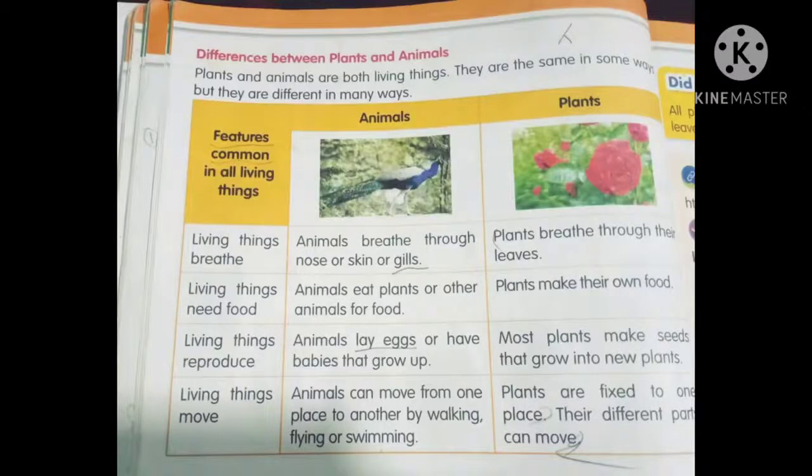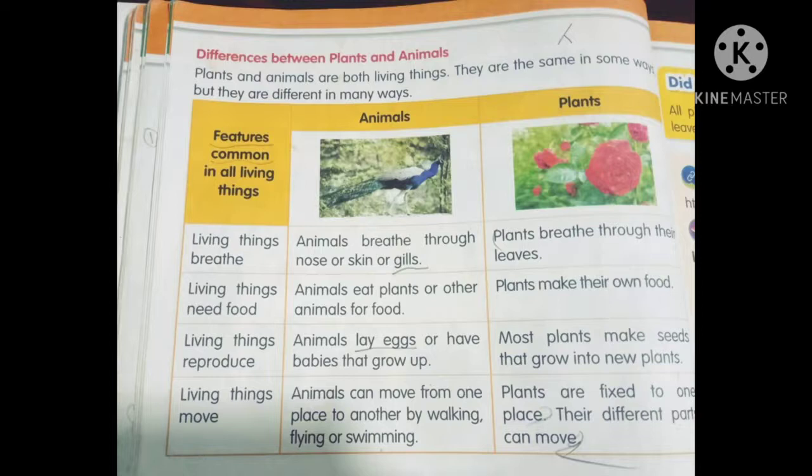Okay? Yes, children. Now you can open your content book. Differences between plants and animals. Plants and animals are both living things. They are alike in some ways, but they are different in many ways. Okay, we can see the table, children. Features common in all living things, animals and plants. What are the common features in all living things? Living things breathe, living things need food, living things reproduce, living things move. Okay, how can animals breathe? Animals breathe through nose or skin or gills. How can plants breathe? Plants breathe through their leaves.